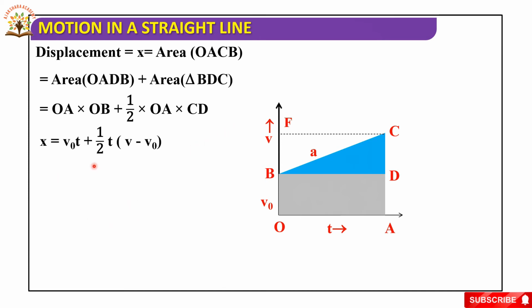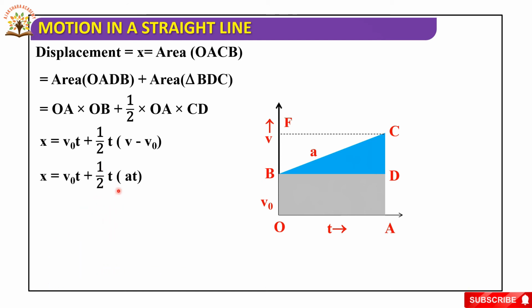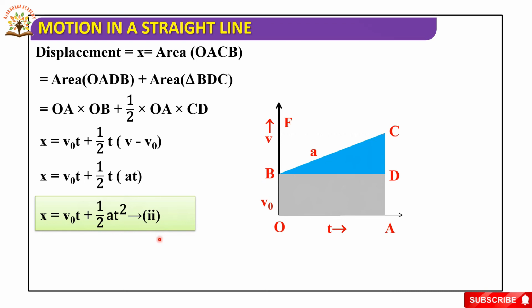Next, x is equal to v naught t plus half t into v minus v naught. So x is equal to v naught t plus half t into at, that is half a t square. So x is equal to v naught t plus half a t square. This is the second equation of motion.